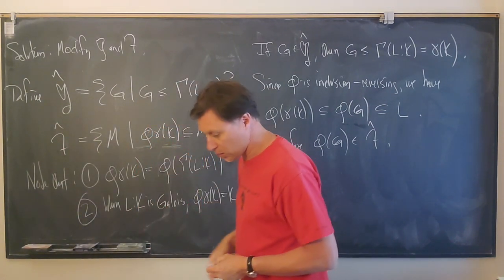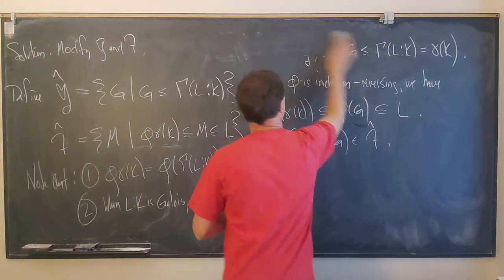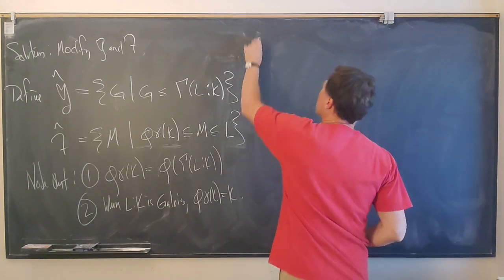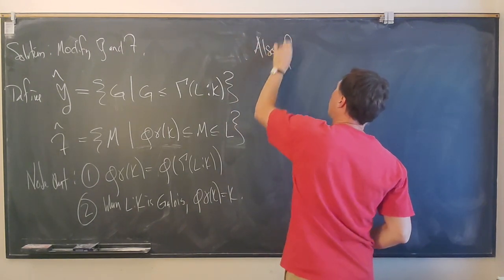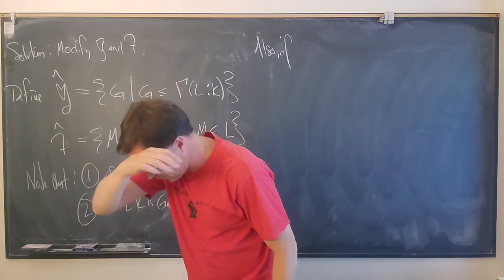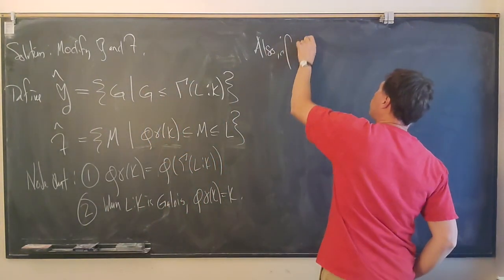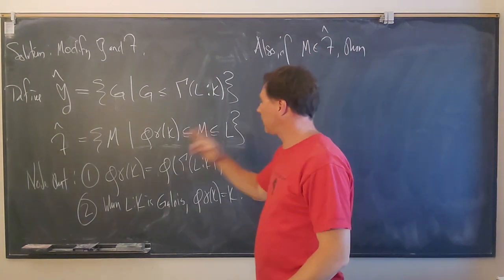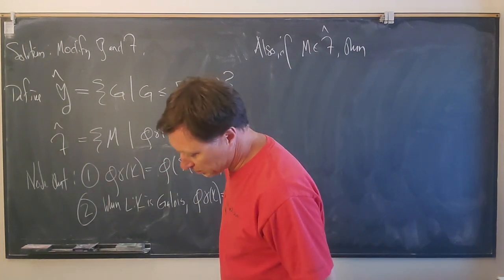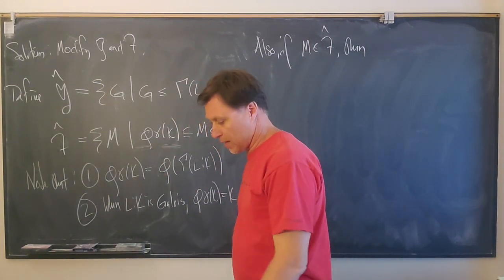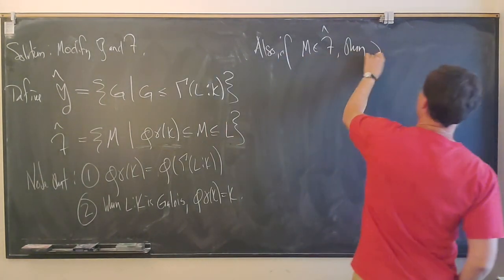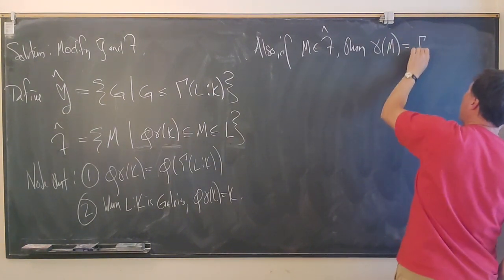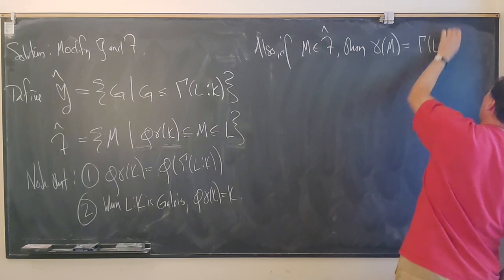Okay, so now let's see about going in the opposite direction. Also, if we take somebody in script F, let's call it M. If M is in script F hat, then what does that mean? It means that M lives in between these two sets right here. Then Gamma of M is equal to the Galois group of L over M, just by definition.